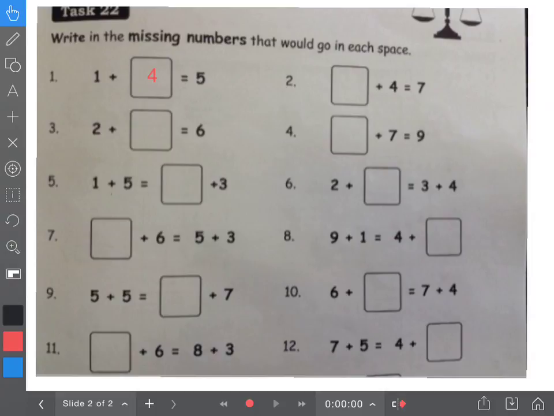Okay, so put your hand up if you don't know what to do. Chris and Levi, you can stay here. The rest of you can go. Off you go.